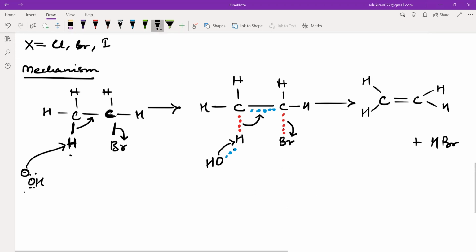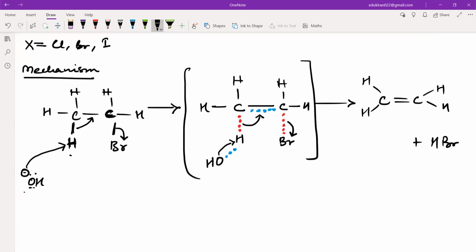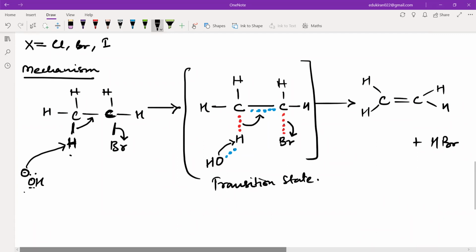So this is known as the transition state, showing how the bonds are broken and formed. This is the transition state. Now, we are breaking the C-Br bond.